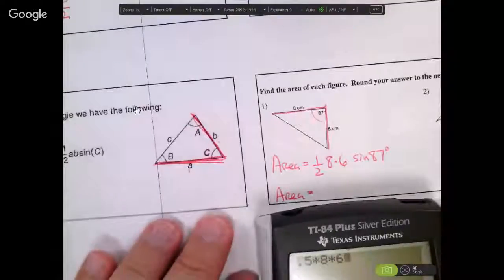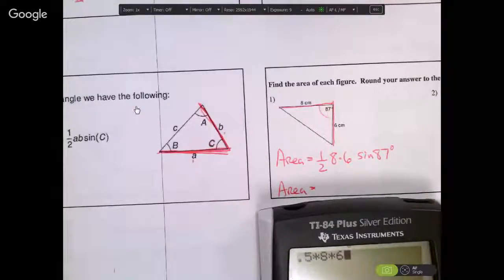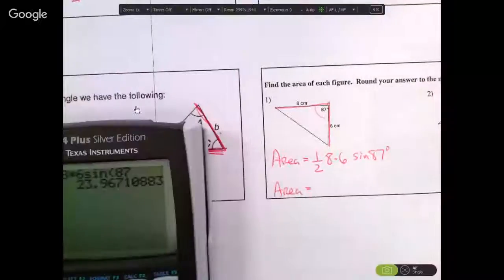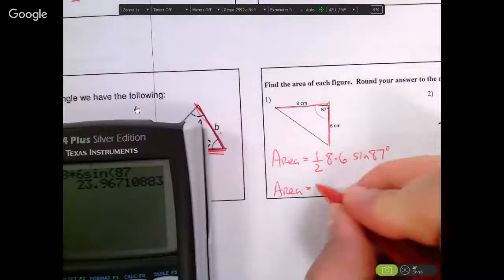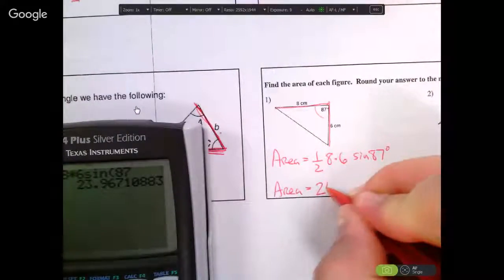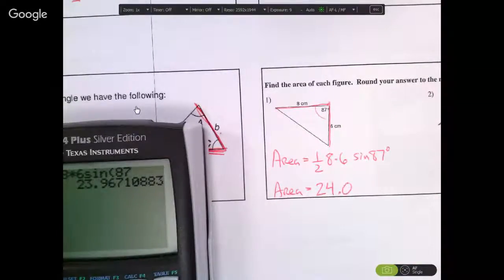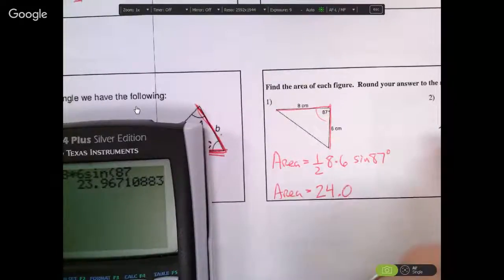So 0.5, which is the same as a half, times 8 times 6 times the sine of 87. Boom, there's the area. The area of this triangle, rounded to the nearest tenth, is 24.0. Why am I putting that 0.0 there? Because we rounded, because it wants a tenth. That just lets me know that you know that we did round to the tenth.